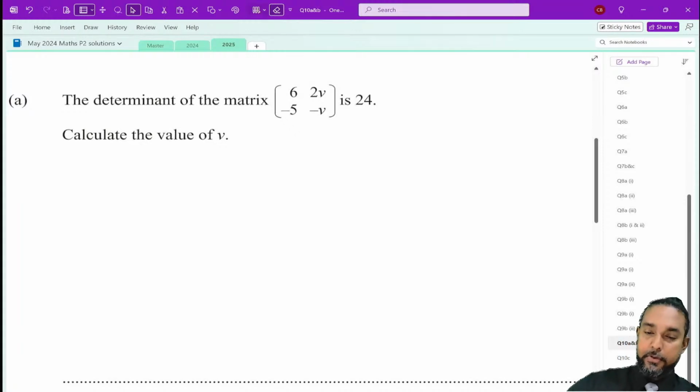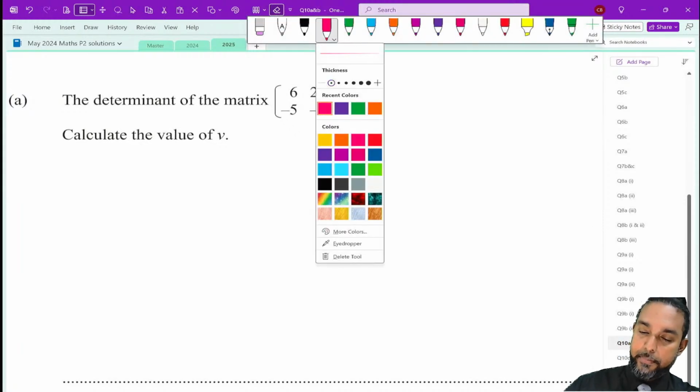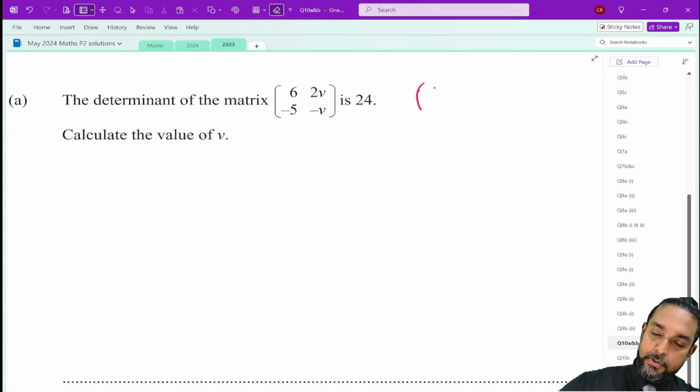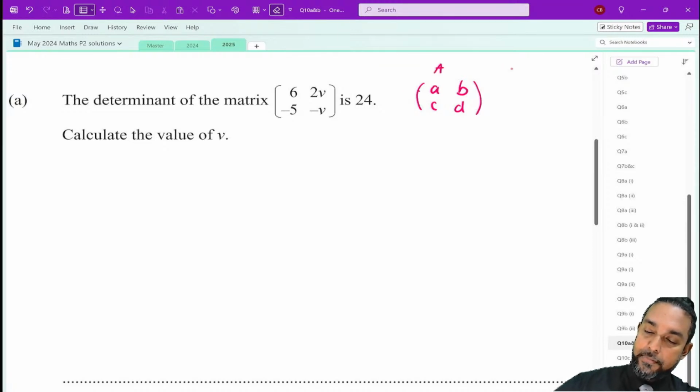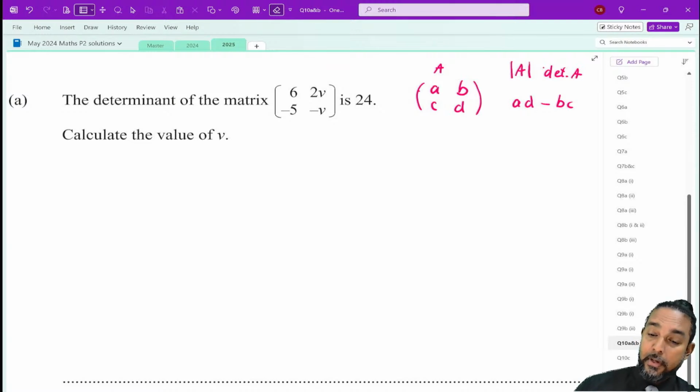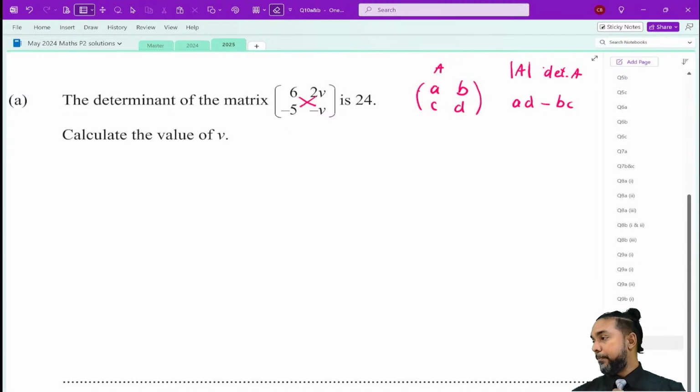All right. So if you're not sure how to find the determinant, I'll give you a little hint, right? If you have a 2 by 2 matrix which has elements A, B, C, D, let's just call that matrix A. To find the determinant of A, which can be written like that, or just determinant of A, what you do is you multiply A by D and you minus B by C. And they're telling you that this is equal to 24, right? So this would be the A by D, and that would be the B by C. Right, so go from there.